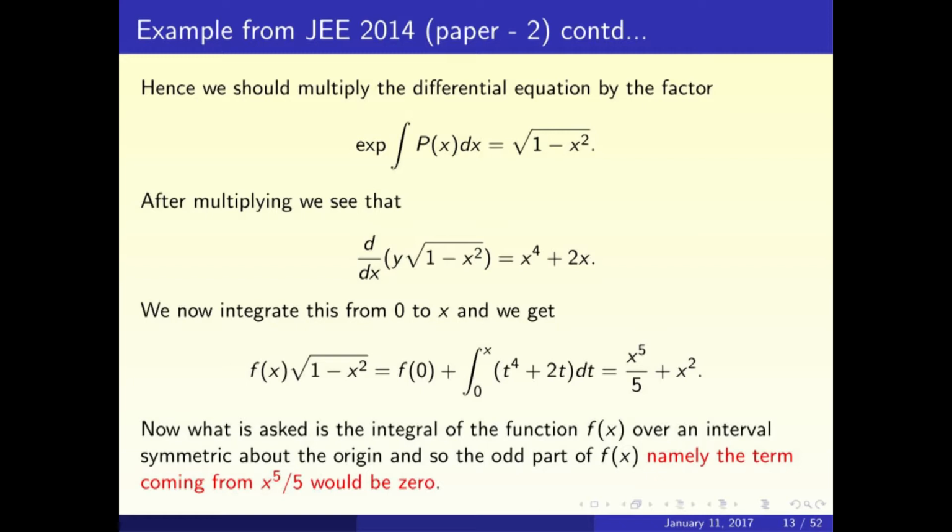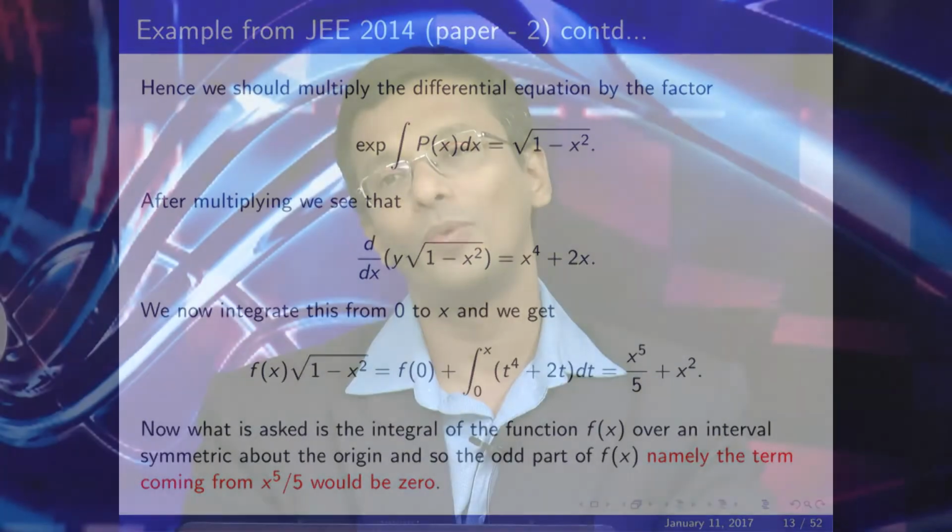So you simply get f of x root 1 minus x squared equal to f of 0 plus integral 0 to x of t to the power 4 plus 2t dt. F of 0 is 0. So you get x to the power 5 by 5 plus x squared. After that, you will divide by square root of 1 minus x squared, but notice that you're going to get two terms. One term is an odd function, the other is an even function. The x to the power 5 is going to give rise to an odd function.